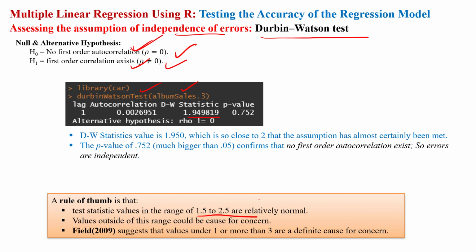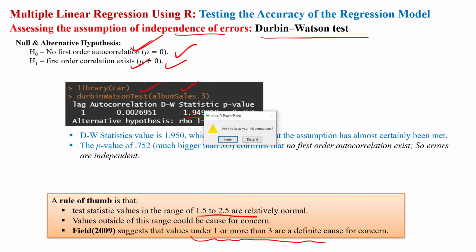Okay, but if it is greater than 2.5 or less than 1.5, then there is a case for concern about it. Even Field 2019 says not only 1.5, if it is less than 1 or greater than 3, then there is a case of concern.